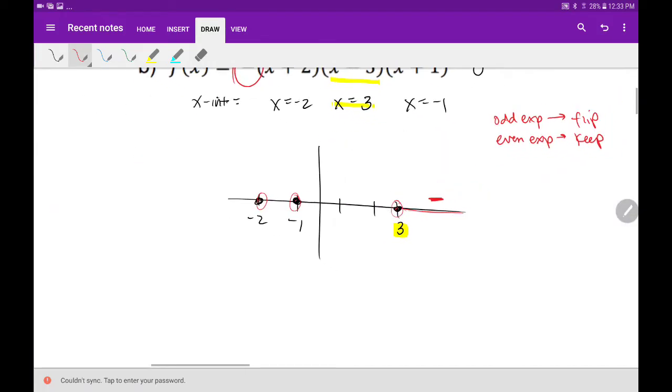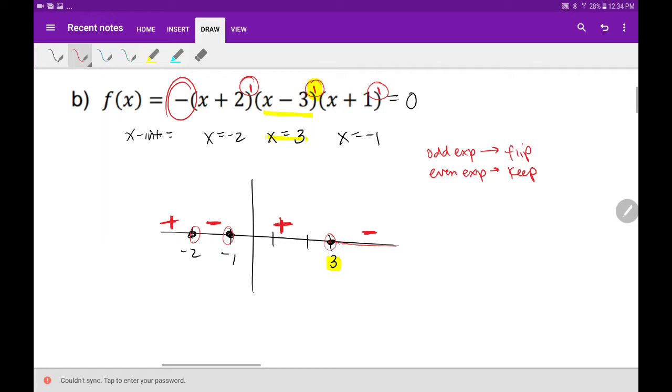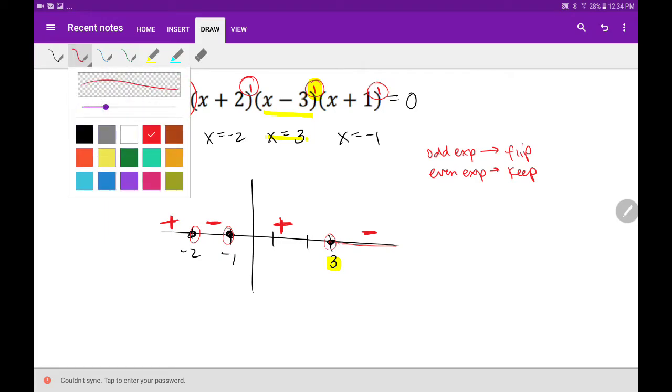So I'm going to go ahead and save some time. I'm just going to go ahead and flip at each x-intercept. That was fast, right? So now we just have to connect the dots and draw our graph.